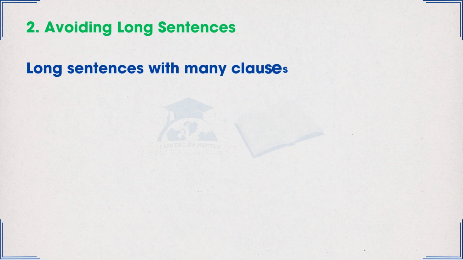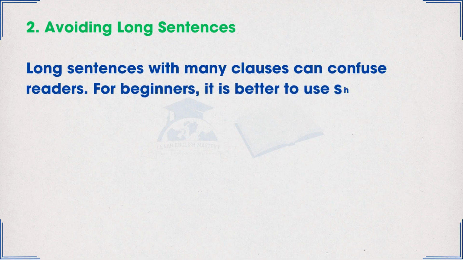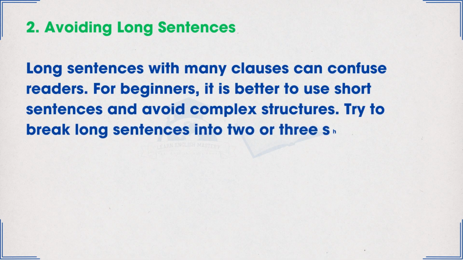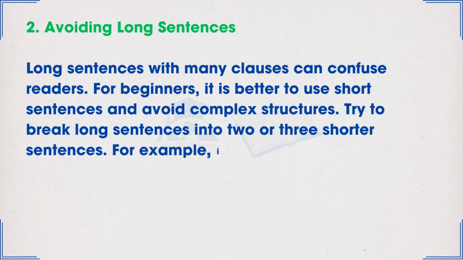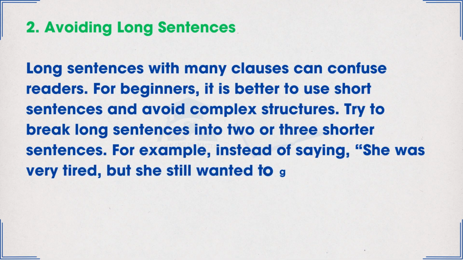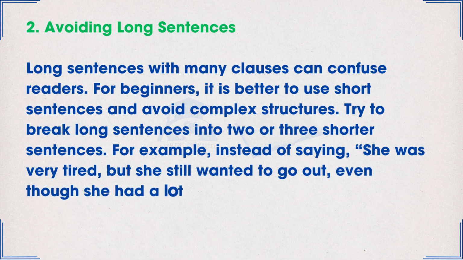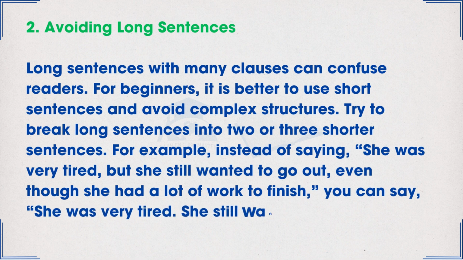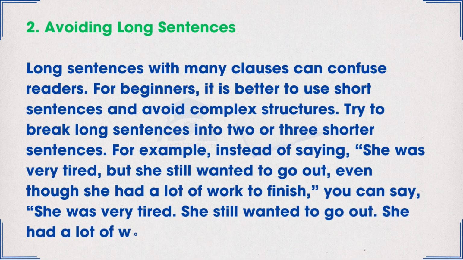2. Avoiding long sentences. Long sentences with many clauses can confuse readers. For beginners, it is better to use short sentences and avoid complex structures. Try to break long sentences into 2 or 3 shorter sentences. For example, instead of saying, "She was very tired, but she still wanted to go out, even though she had a lot of work to finish," you can say, "She was very tired. She still wanted to go out. She had a lot of work to finish."